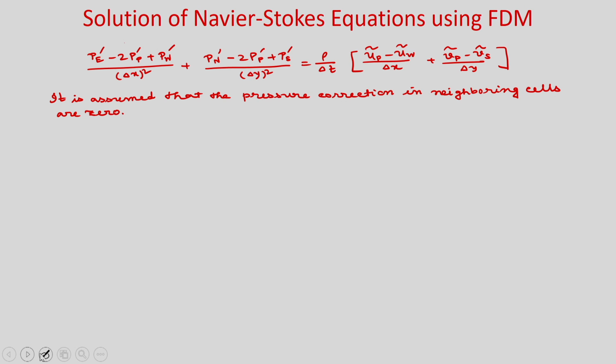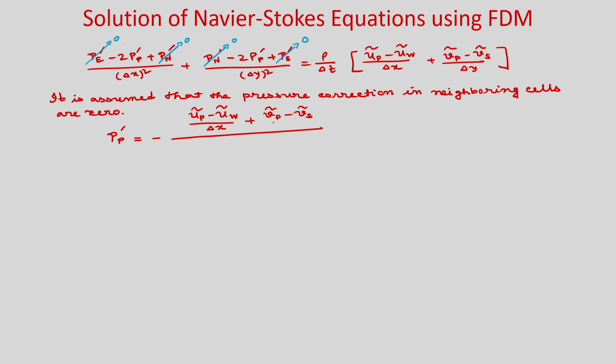Okay. So, you can see, if you assume this, this will be 0, this will be 0, this will be 0 and this will be 0. So, essentially you will get p_P prime equal to minus (u_P tilde minus u_w tilde) divided by delta x plus (v_P tilde minus v_s tilde) divided by delta y, and you will have 2 delta t by rho times (1 by delta x square plus 1 by delta y square).